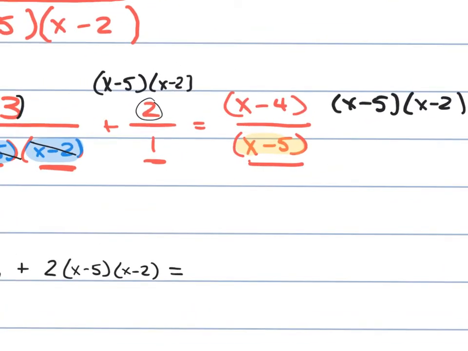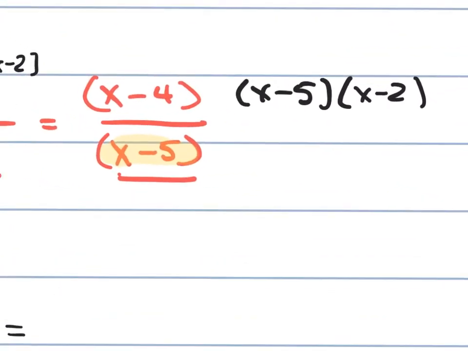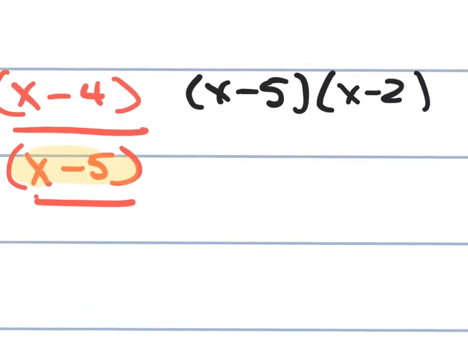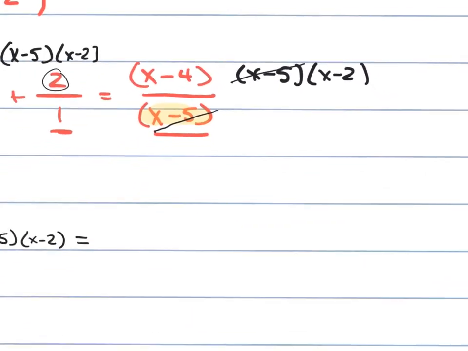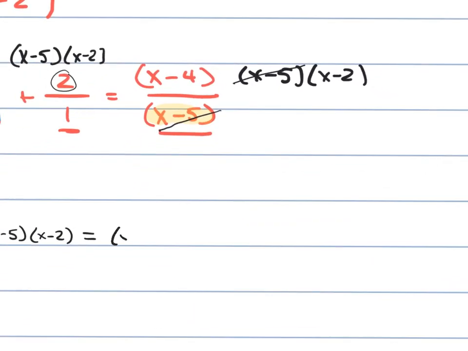Is equal to, now this last one here, is anything going to cancel out? The x minus 5 will cancel out, which just leaves us an x minus 4 times x minus 2 on top.